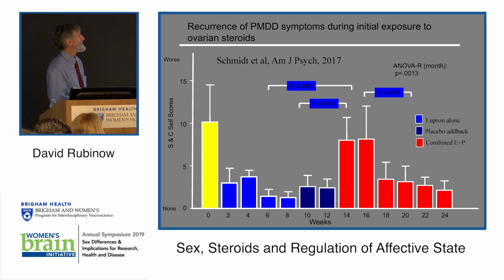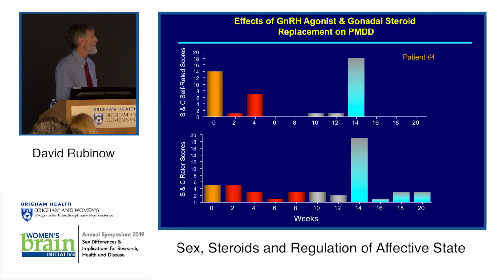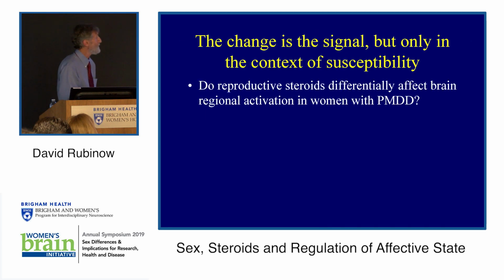So here are the symptoms at baseline. This is the absence of symptoms during ovarian suppression, absence of symptoms during placebo replacement, and then you add back the hormones, and the patients get depressed, and then there is no more depression over the remaining 3 months. Now, obviously, there's some variability in the latency following the stimulus, but if you want to look at one person, this is what the typical symptoms look like. So the change is the signal, right? But only in the context of susceptibility.